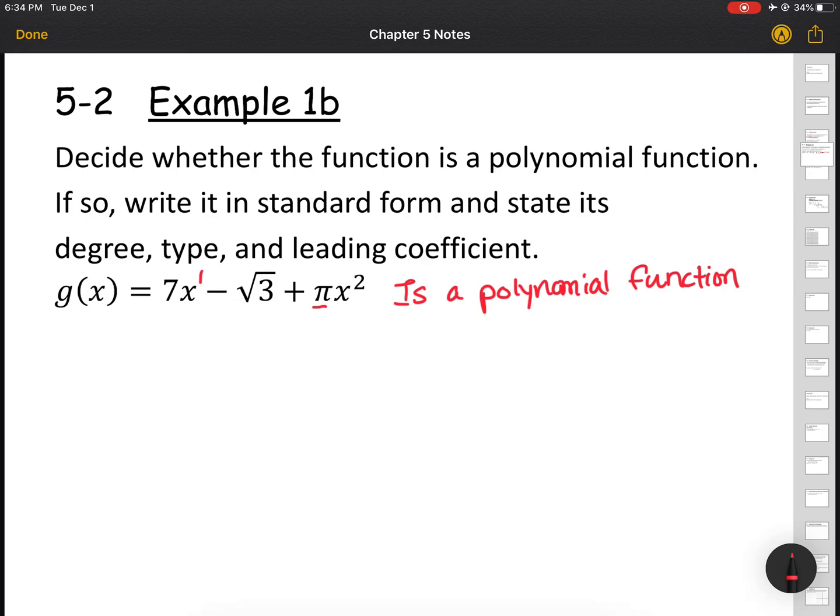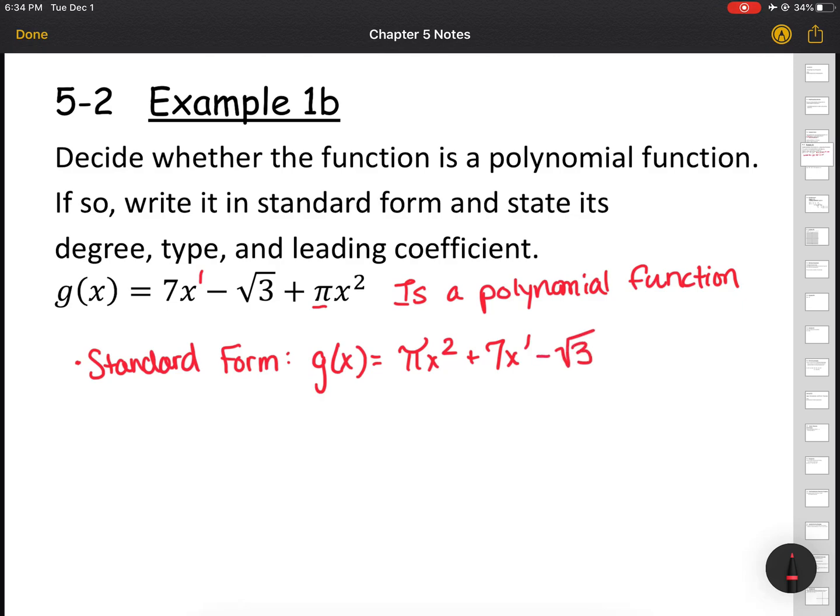So now I need to make sure it's in standard form. If I look here, my exponents are not going in descending order. So if I rewrite that, g of x, I'm going to put the highest exponent term first. That was pi x squared. Then what should go next is my exponent of 1, so 7x to the first power, minus my constant, or the negative square root of 3. So that's now in standard form.